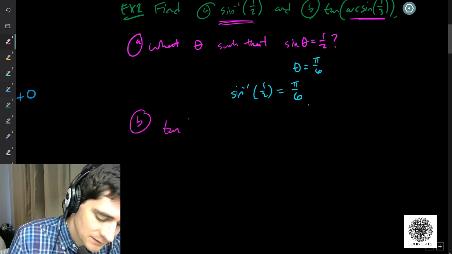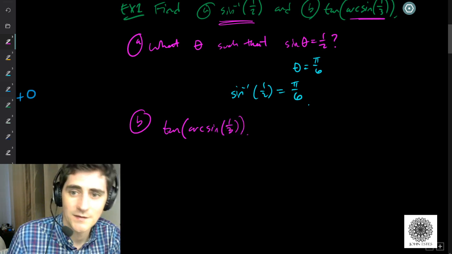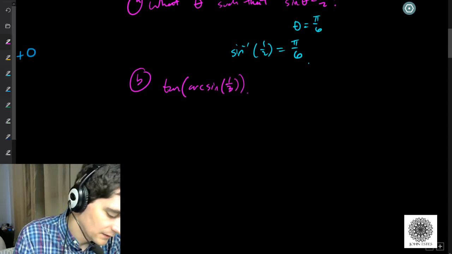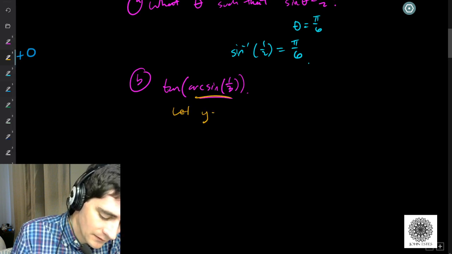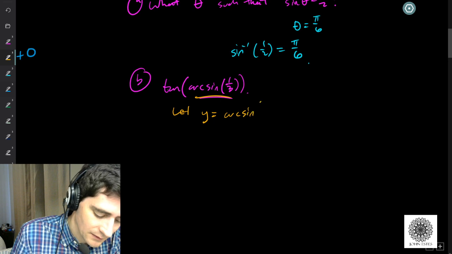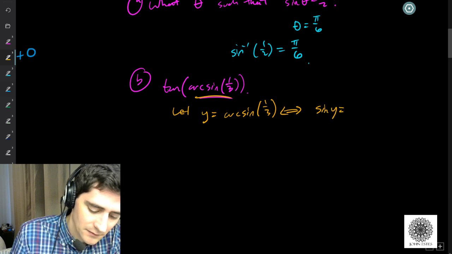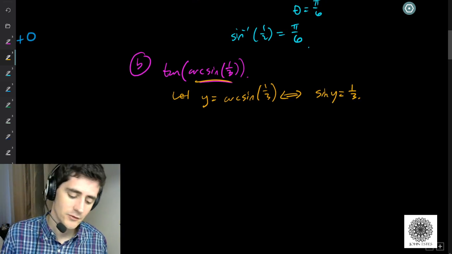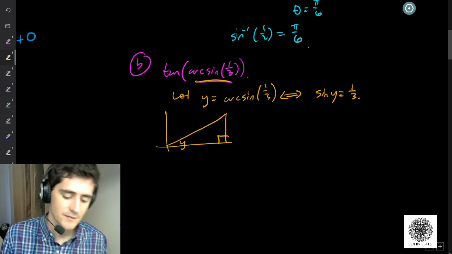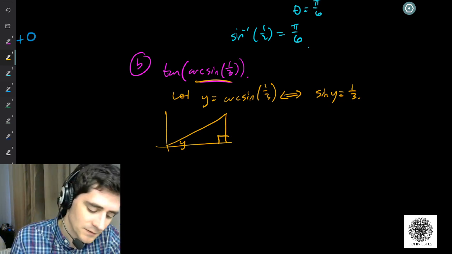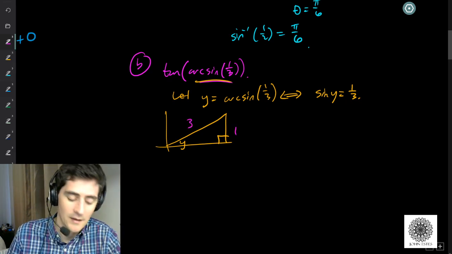For B part, I've got to figure out tangent of arc sine of 1/3. Let me think about that for a second. So here, let y equal this arc sine of 1/3. Then what does that tell me? That sine of y equals 1/3. I can draw a triangle and understand what that means. So here's my angle y. Sine is opposite over hypotenuse. So I have an opposite side of 1, a hypotenuse of 3, and from there I can use the Pythagorean theorem.